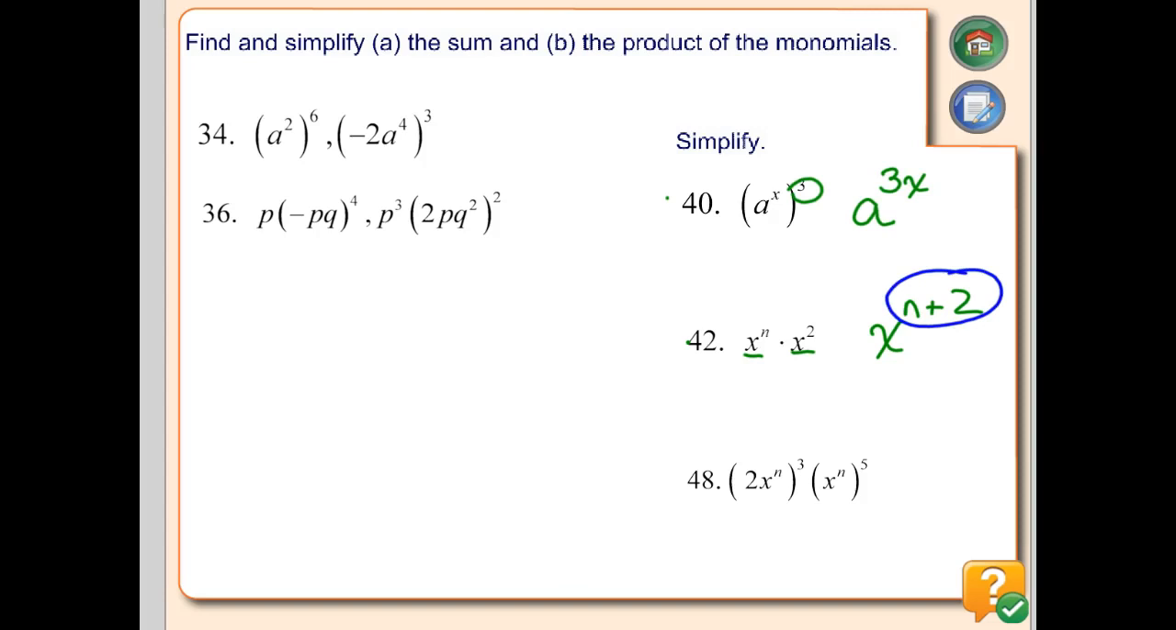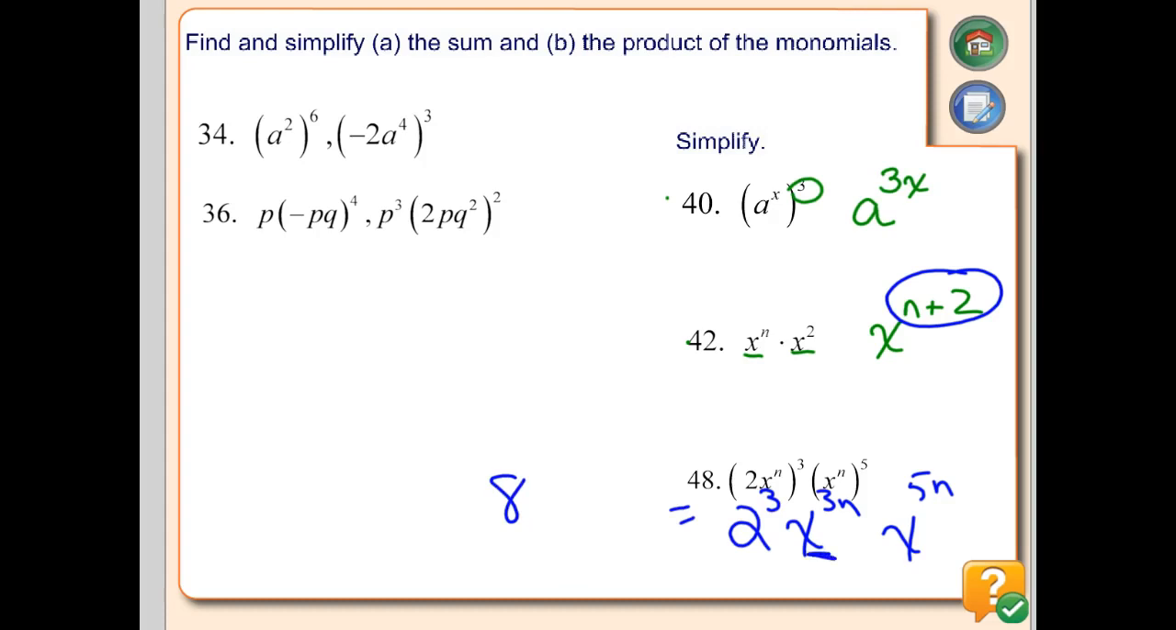Now, what's going to happen on number 48? Did you notice both of them have power raised to a power? So we need to take care of that. So we've got 2 cubed, and then we've got x, and that's going to be to the 3n. And we're going to multiply that times x to the 5n. What do we do now? Well, 2 cubed, I'm going to put the answer over here, I'm running out of room, is 8.